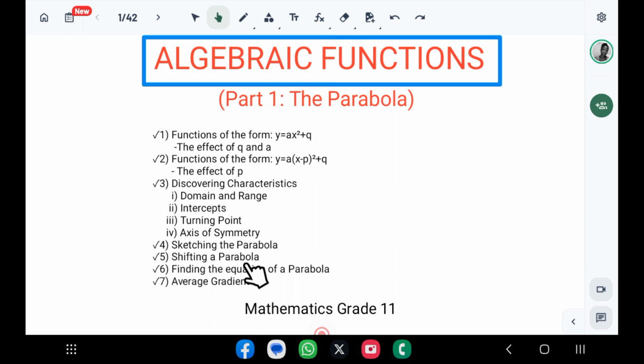Number 5, we're going to be looking at how the equation of a shifted parabola changes depending on the direction where you shift. Number 6, we're going to be finding the equation of a parabola from a sketch with given important points, and how you change that into an equation. Lastly, number 7, we're going to look at the average gradient, which is basically an introduction to a topic on differential calculus that we will do in detail in grade 12. We have a lot to cover, so let's start.